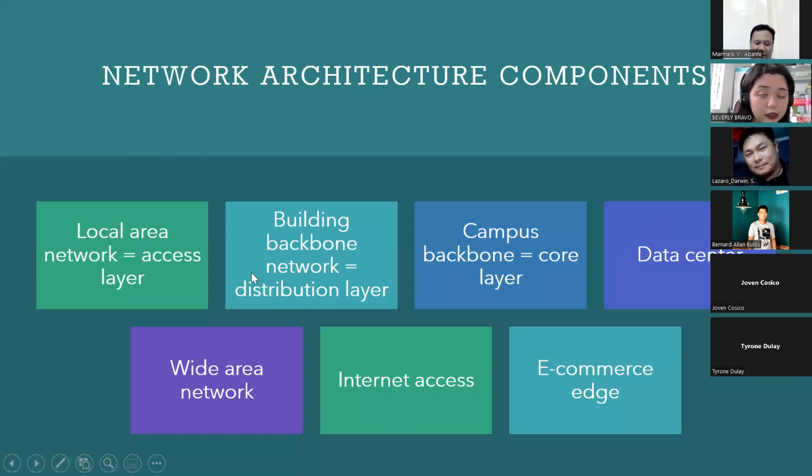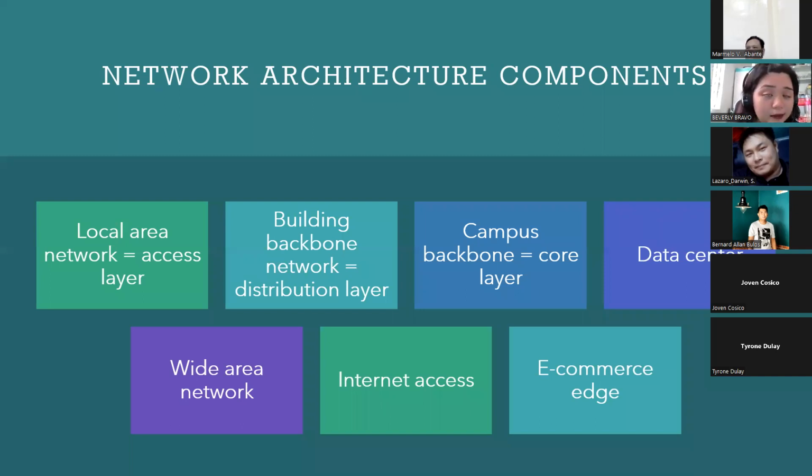Next up is what we call the building backbone network. The other term for that is distribution layer. After the access layer, where the traffic comes from, the second layer would be the distribution layer. This is where, from the local area network, the traffic goes to the other components of the network. As the word implies, it distributes the traffic to other components of the network.